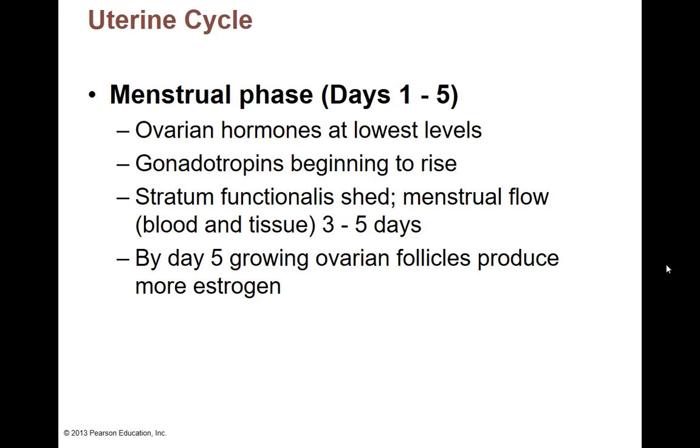And this is when that stratum functionalis layer is shed. That also includes any blood supply that may be going to the particular area. And so the tissue and blood is leaving the body, which usually takes 3 to 5 days that you're actually losing that blood and tissue. By around day 5, the ovarian follicles start producing more estrogen.